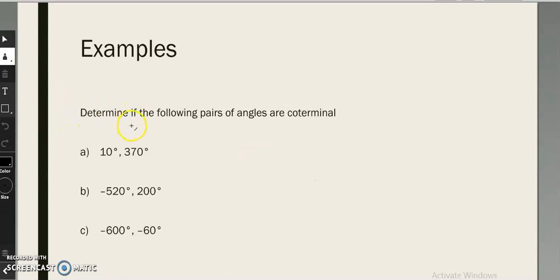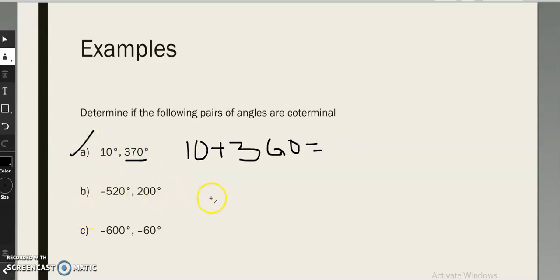Determine if the following pairs of angles are coterminal. Remember, when we're dealing with degrees, we're dealing with multiples of 360. So if I start off with this 10 and add 360 to it, what does that give me? It does in fact give me 370. So that means 10 and 370 are coterminal.